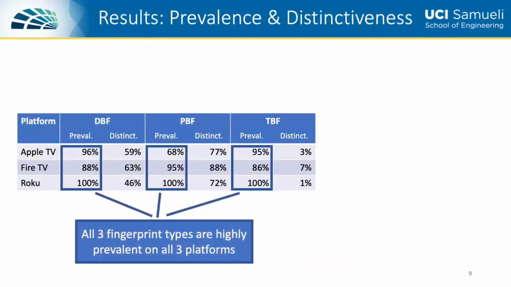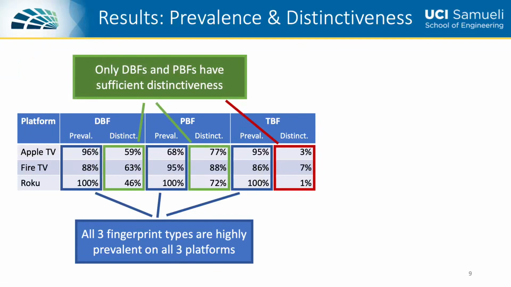We find that DBFs, PBFs, and TBFs are highly prevalent on all three smart TV platforms. For example, all Roku apps exhibit all three types of fingerprints. However, an app's fingerprint is only useful if it is distinct among other apps' fingerprints, and TBFs therefore have little value. Now, this lack of discriminative power is consistent with findings in prior work.